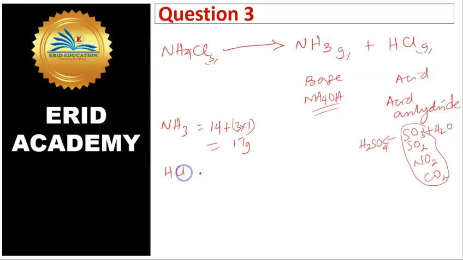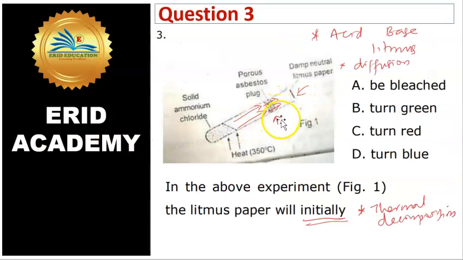So we have hydrogen chloride gas, where hydrogen is 1 and chlorine is 35.5, so we have 36.5 grams. Obviously, you can see that ammonia will be the lighter gas. That tells you ammonia will diffuse faster than hydrogen chloride gas.